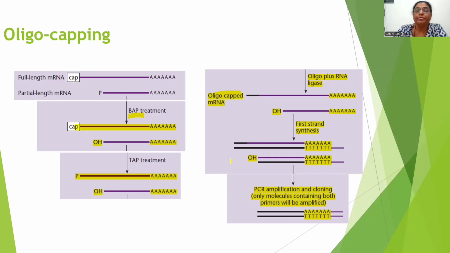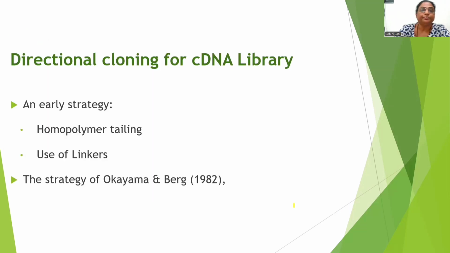So you can design a primer for the oligo cap. Yes, you can design the primer for the oligo cap. And now here you will allow the PCR. That is the sample. It is taken into the PCR, and here there will be the amplification of the cDNA. In this way, there is a synthesis of the full length cDNA.